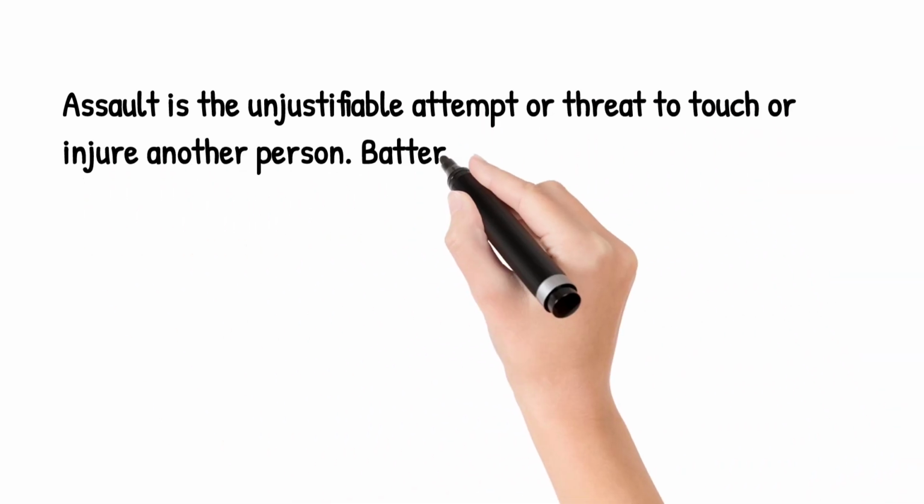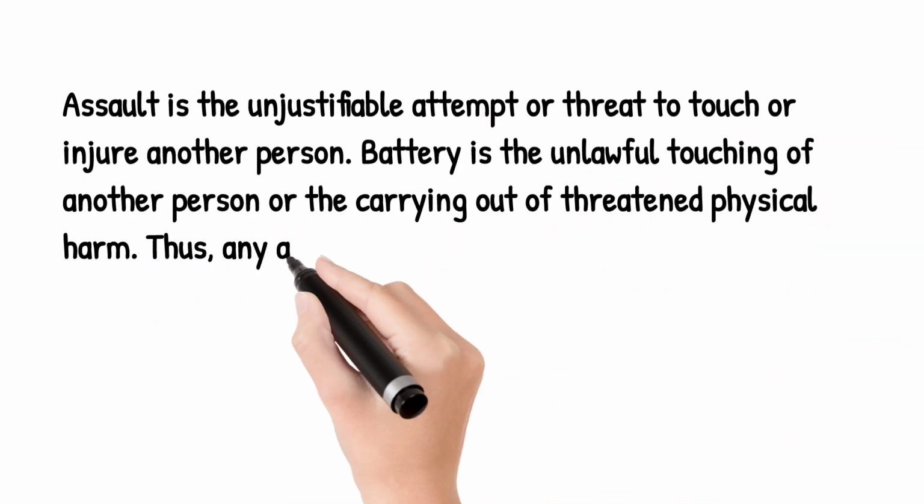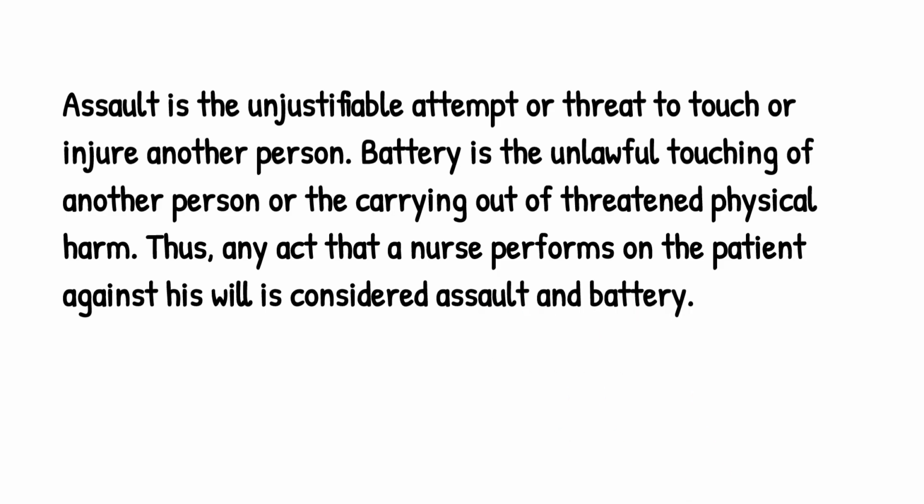Assault is an unjustifiable attempt or threat to touch or injure another person. Battery is the unlawful touching of another person or carrying out of threatened physical harm. Thus, any act that a nurse performs on the patient against his will is considered assault and battery.